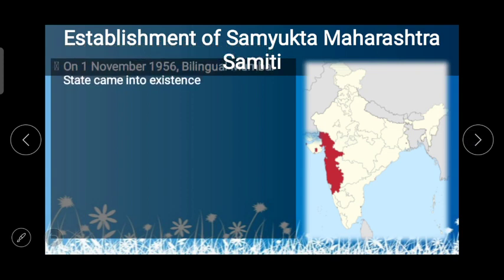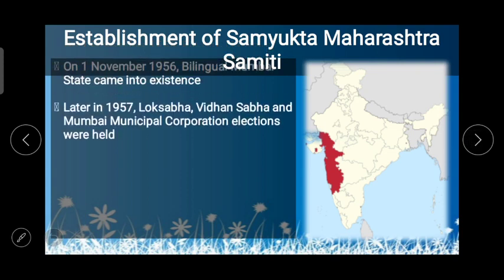On 1st November 1956, bilingual Mumbai state came into existence, and later in 1957, Lok Sabha, Vidhan Sabha and Mumbai Municipal Corporation elections were held.